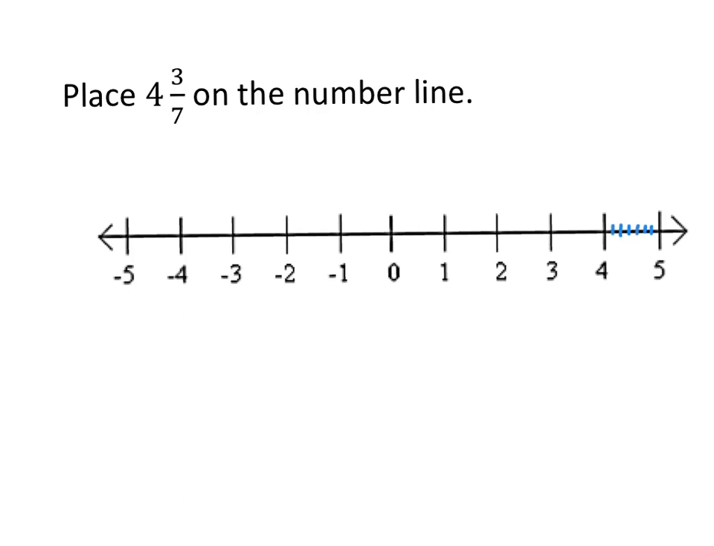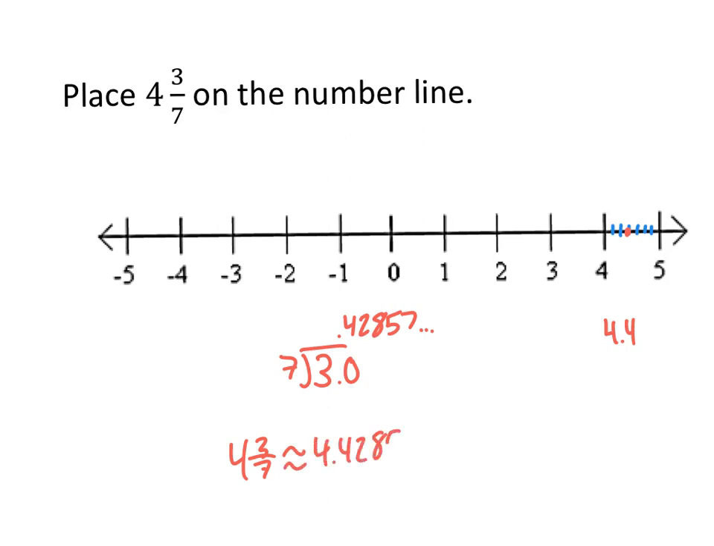Logically, if we wanted to approximate the decimal for 4 and 3/7, we can see that it's going to be closer to 4 than it is to 5, and it's a little under half. So you might approximate something like 4.4. If we wanted a more exact value, we would do 3 divided by 7, and we would get 0.42857, and it keeps going from there. So 4 and 3/7 is approximately 4.42857, and the ... shows that it continues.